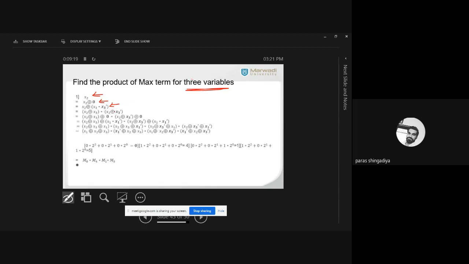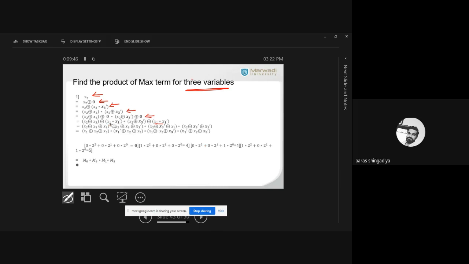Then apply the distributive law here, so we get x2 ring sum x3 star x2 ring sum x3 dash. Both brackets involve two variables, so again add 0 to both brackets. And again use the remaining variable formula in place of 0. So in place of 0 it will be x1 star x1 dash, and here it is also the same, x1 star x1 dash.